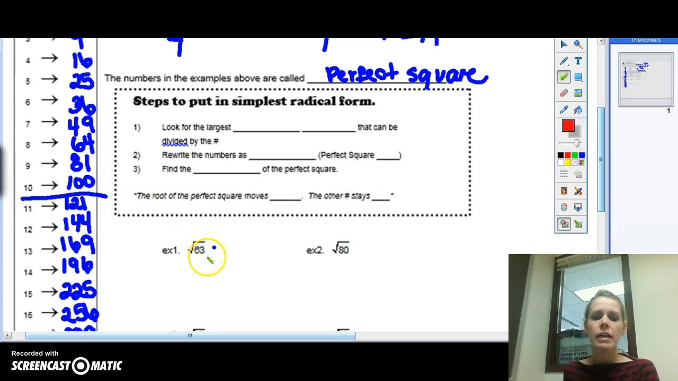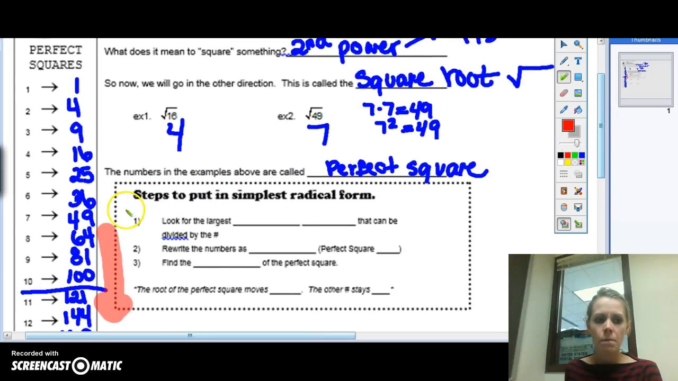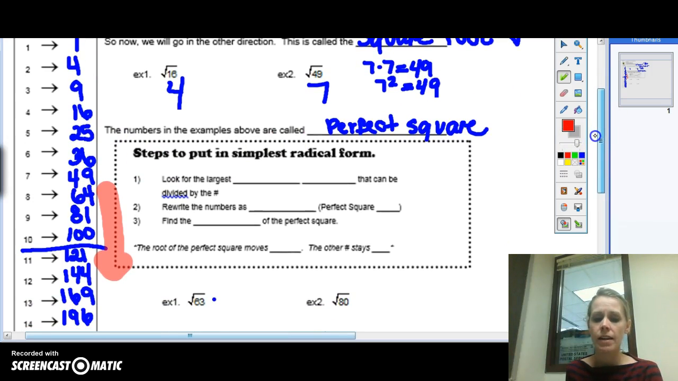All right, so 63, not on my list. So what I'm going to do is look and see what is the biggest perfect square that I can divide into 63. So it can't be bigger than 63. So all of these options down here from 64 on, none of these are going to work because they're bigger than 63. So I'm going to ignore all of those and just focus on everything that's smaller than 63. All right, stick with me. So that means it could be 49, it could be 36, it could be 25, it could be 16, 9, 4, or 1. But I want the biggest perfect square I can divide into 63.